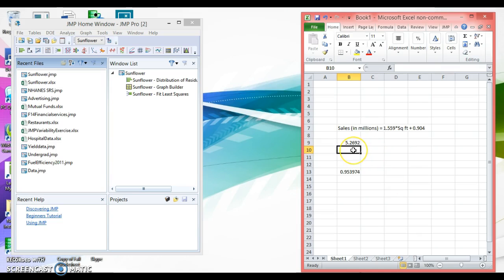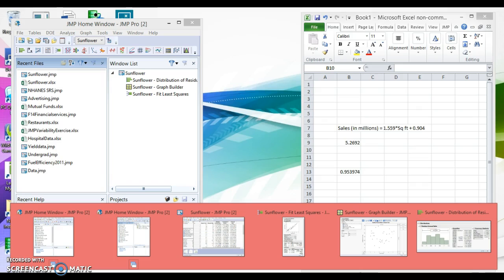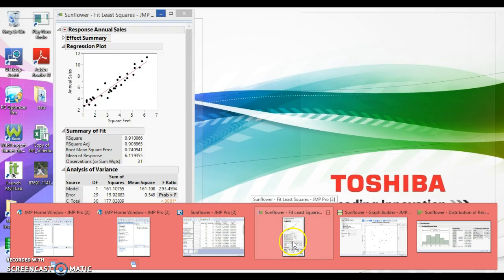So it says if we have a 2,800 square foot building, it estimates that it would bring about $5.27 million. So they're wanting to generate at least $6 million in sales. So this would be an inadequate store size. Alright, and then for F, we're going to check for outliers and high influence points. So this is why I had you all save the columns, studentized residuals, and the H values.